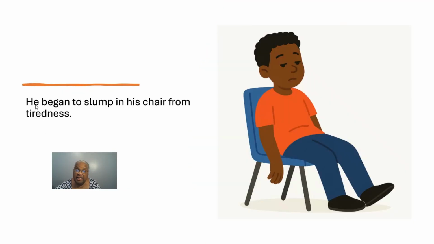Let's read the sentence together. Ready? Let us begin. He began to slump in his chair from tiredness. Now listen to what slump means. It means to sit or fall down loosely. When you're tired, your body might slump or droop.